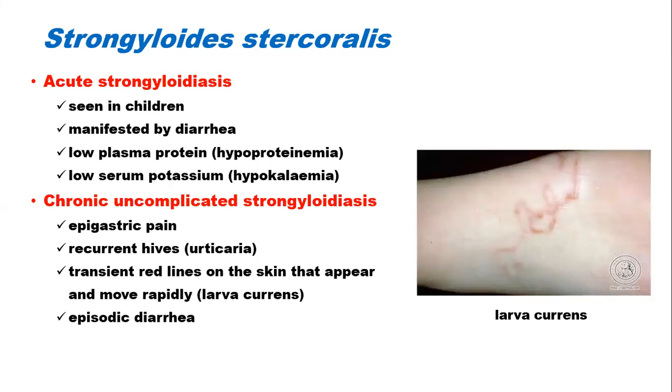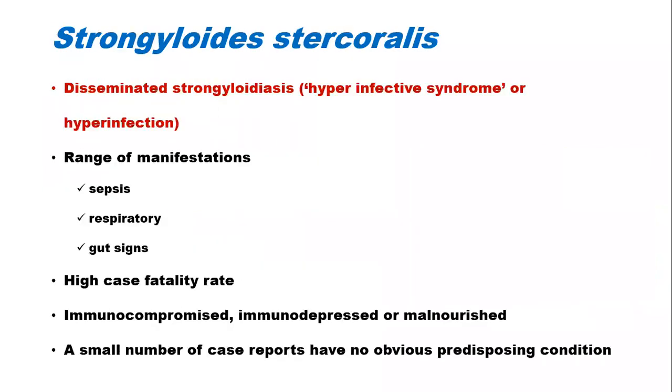With acute strongyloidiasis, it's usually seen in children, it's manifested by diarrhea. There may be associated low plasma protein and low serum potassium. With the chronic uncomplicated strongyloidiasis, the patient may complain of recurrent epigastric pain, recurrent hives, transient red lines on the skin as shown in the micrograph, and episodic diarrhea.